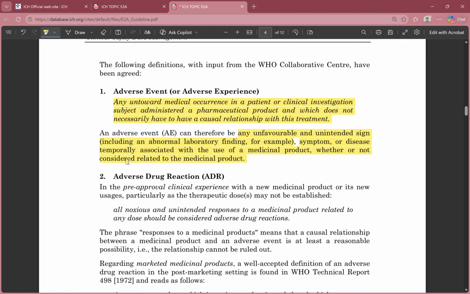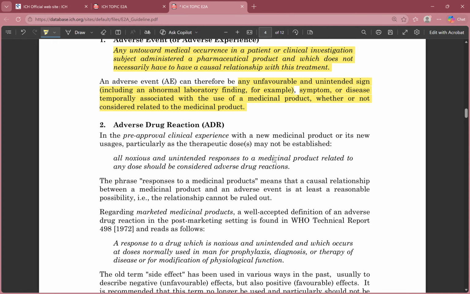By the term mentioned here, temporarily associated with the use of the medicinal product, this refers to a temporal association, where we know that the taking of the drug, the suspect drug, and the start of the adverse event come in a proper specific time range. The symptom or the disease, anything that is happening after taking the drug, is in a perfect time range. That is, it is happening after the intake of that particular medicinal product.